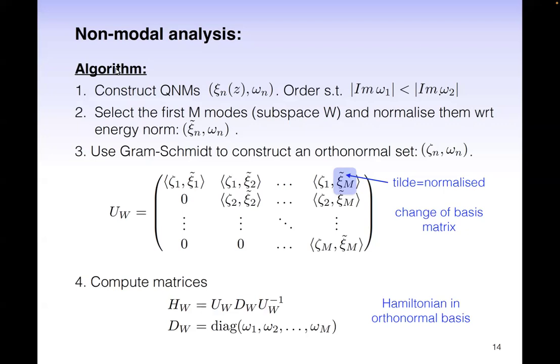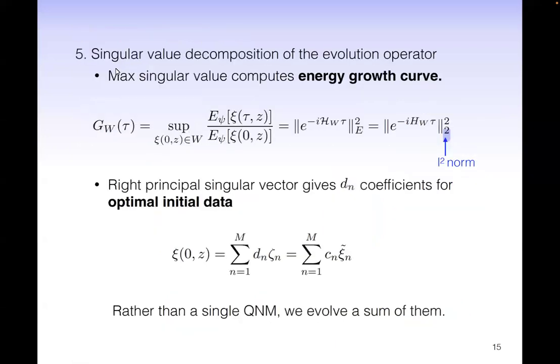Okay. So the next step, step 4, is to actually compute the Hamiltonian in this orthonormal basis. And to do it, we essentially start from W, which is a diagonal m by m matrix with the quasinormal mode frequencies on the diagonal, and then sandwich that with U to the -1. Okay. So H_W is the Hamiltonian in the orthonormal basis within the subspace W. And these are all the ingredients that we actually need.